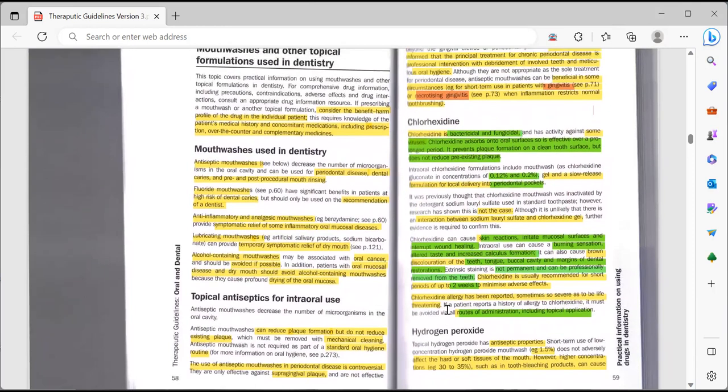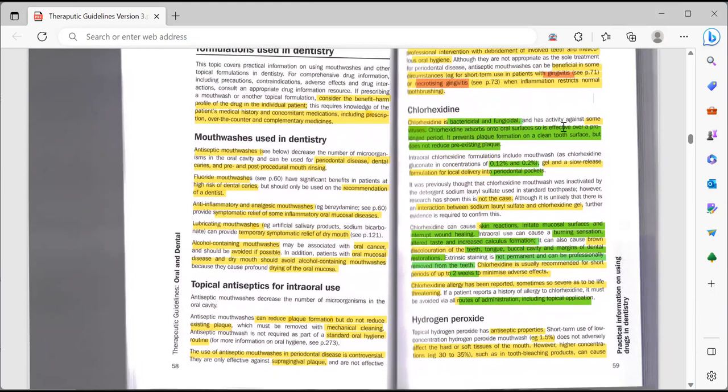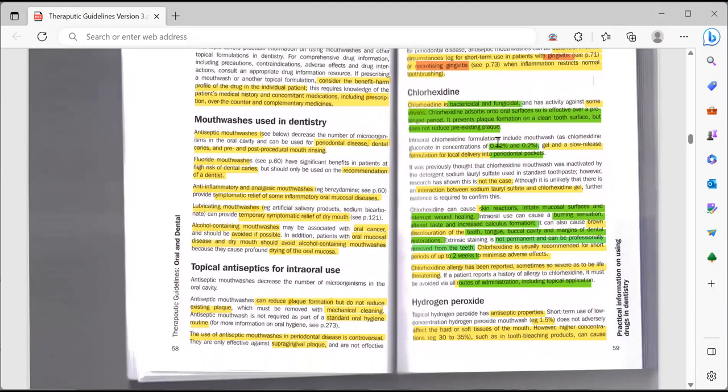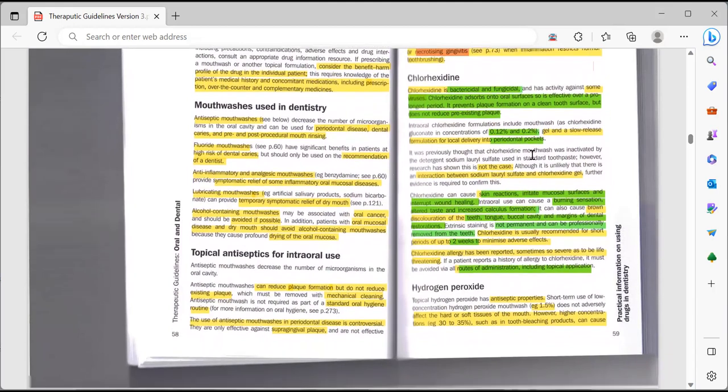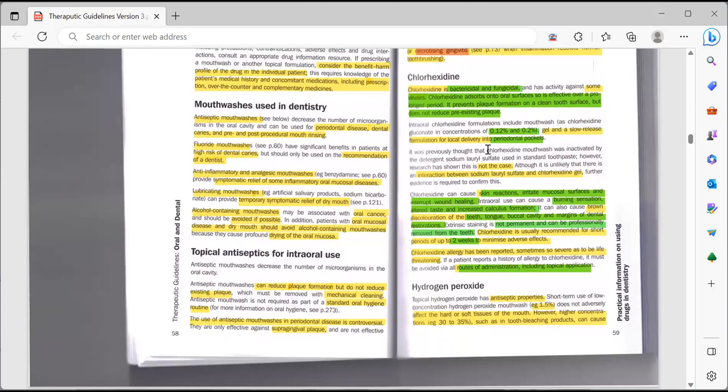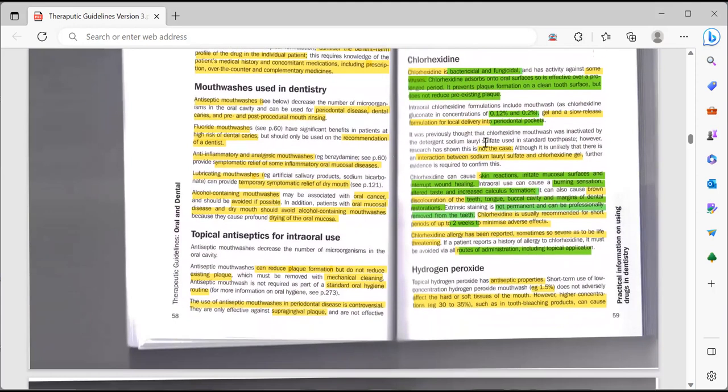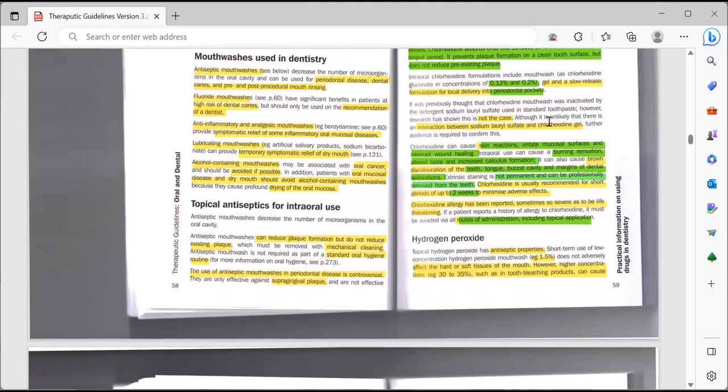Then chlorhexidine, they have discussed in detail the antiseptic mouth rinses, which are of two types, chlorhexidine and hydrogen peroxide. Chlorhexidine has bactericidal and fungicidal properties, and it also acts against some viruses. Chlorhexidine absorbs onto the oral surface, so it is effective over a prolonged period. It prevents plaque formation on a clean tooth. So it only prevents the formation. It does not reduce the existing plaque. The concentrations used in dentistry are 0.12% and 0.2%, and it is also available as a gel, a slow release formulation for local delivery into periodontal pockets.